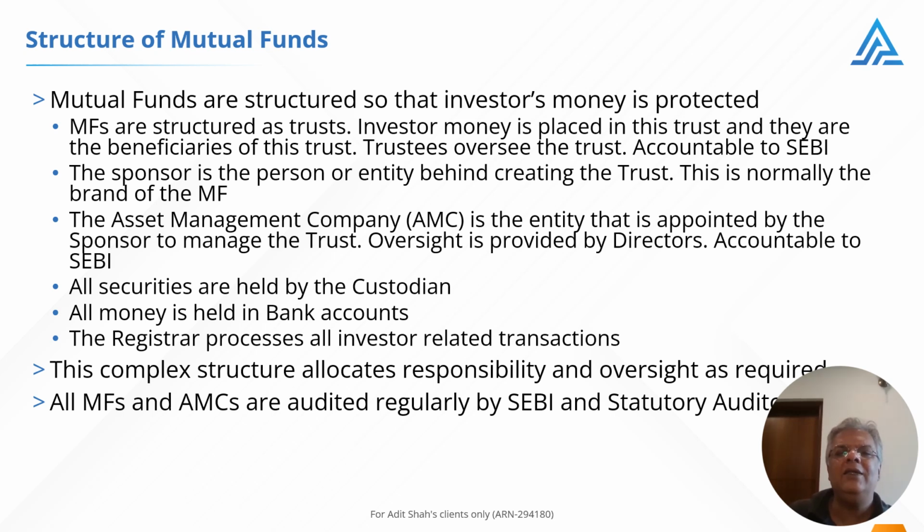The money invested by you is placed in the trust, whereas the asset management company is appointed to manage this money. Both organizations have oversight from either trustees or directors who are accountable to SEBI, which is the regulator for the financial services industry. Securities are held by the custodian and money is held with banks. Investor transactions are processed by the registrar. Audits are regularly performed by the AMCs themselves and by SEBI.